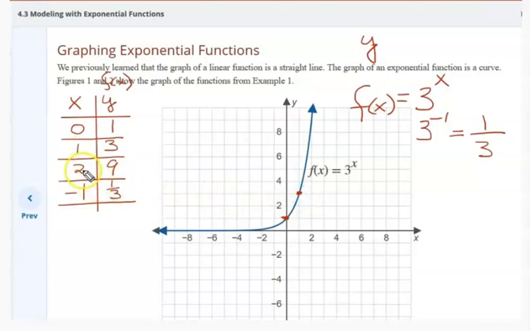If x is 2, y is 9, so we go right up there. Now, if x is -1, y is 1/3, and we get right about there. So we actually have enough points to sketch this graph. This now is so typical of exponential growth.